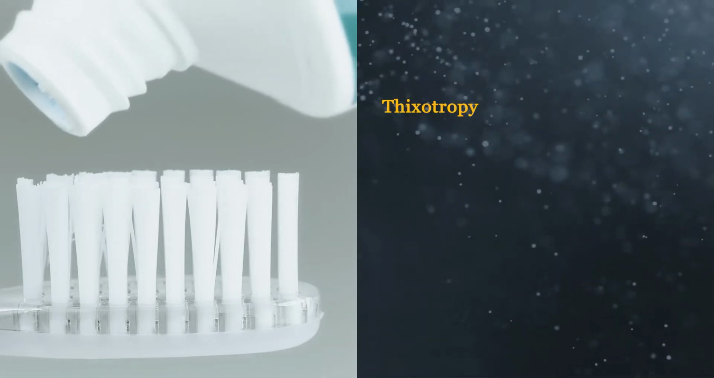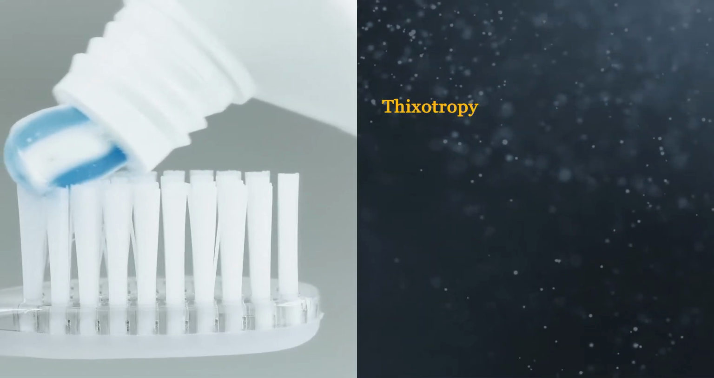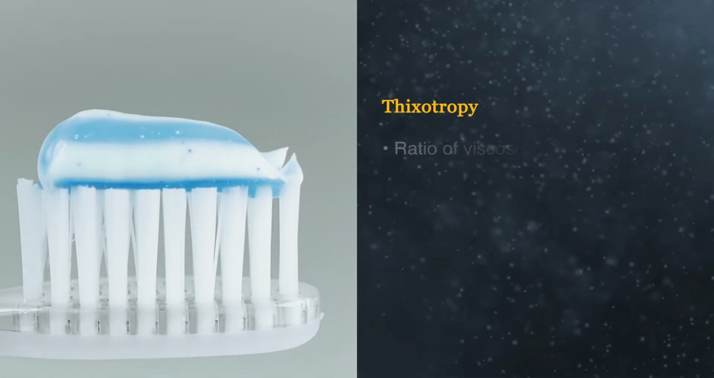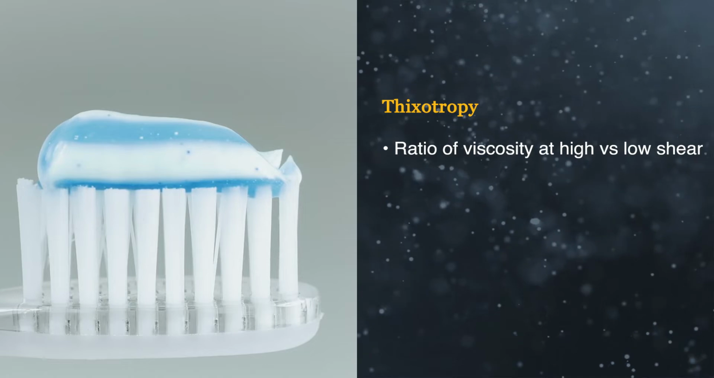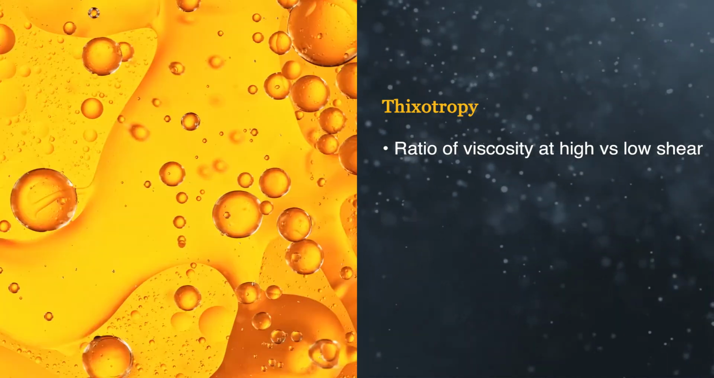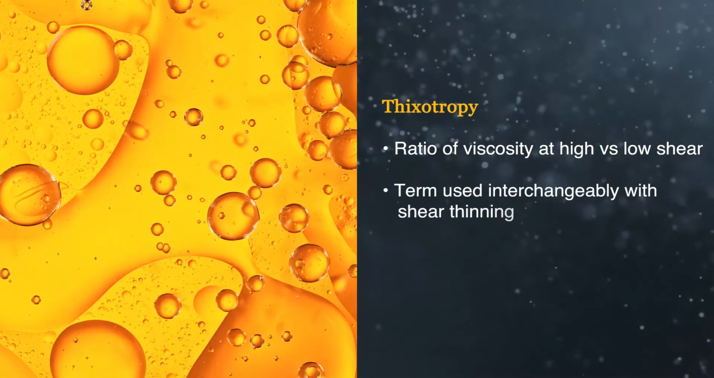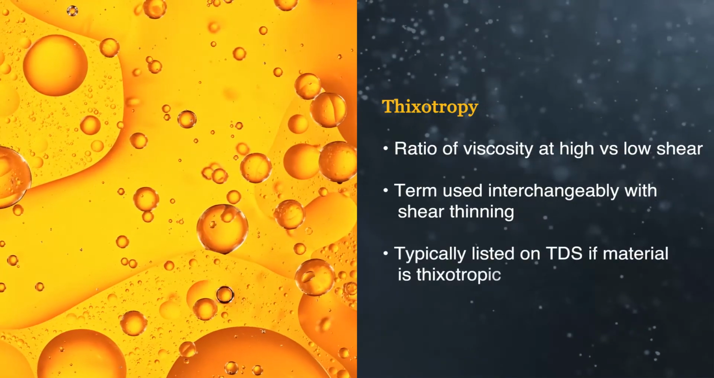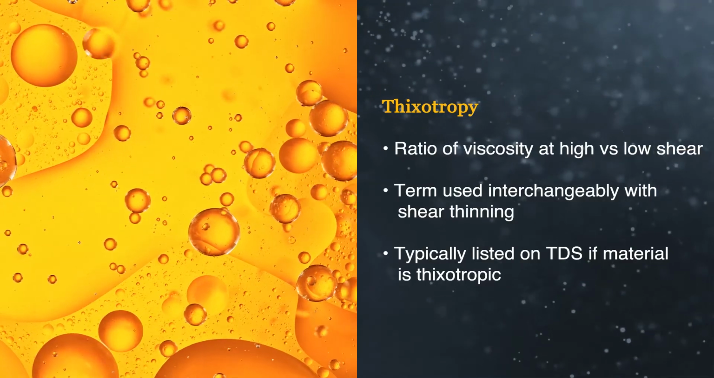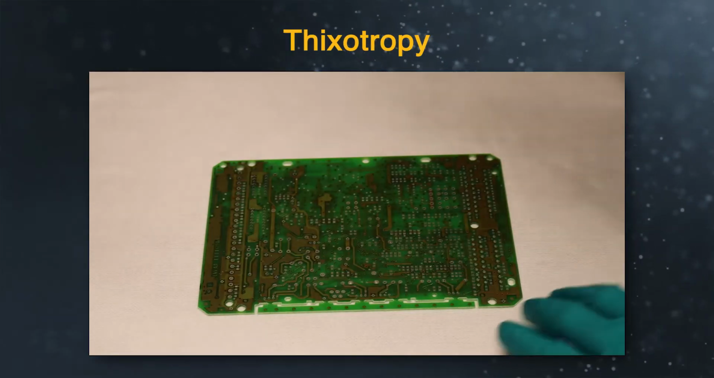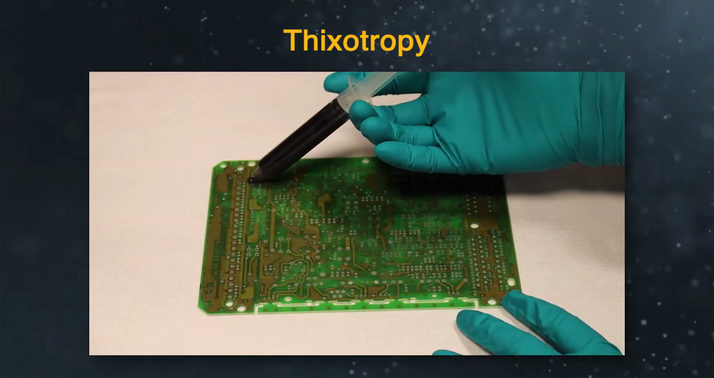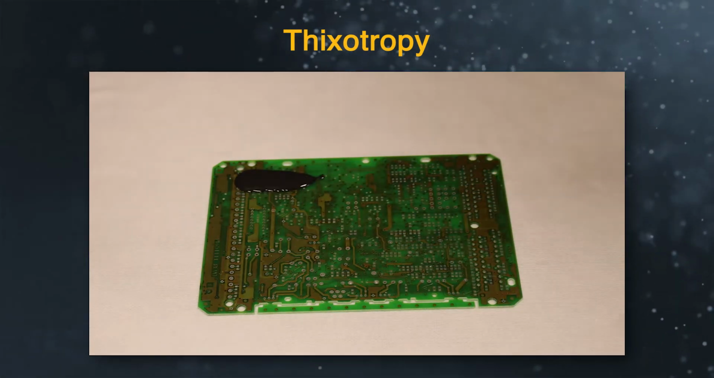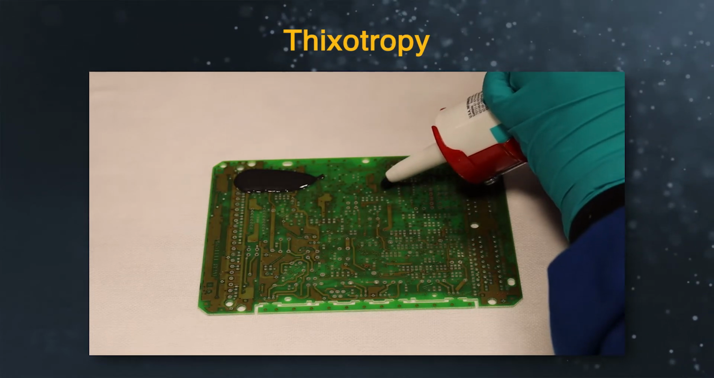Now that we have covered viscosity, let's move on to a closely related property, thixotropy. Thixotropy is defined as the ratio of a material's viscosity at a high versus low shear rate. The term thixotropy is often used interchangeably with shear thinning, and many of Dow's higher viscosity products list a thixotropy ratio on their TDS. If a material has little to no thixotropy, the viscosity will be similar at various amounts of shear. Low viscosity materials typically have a low thixotropy.